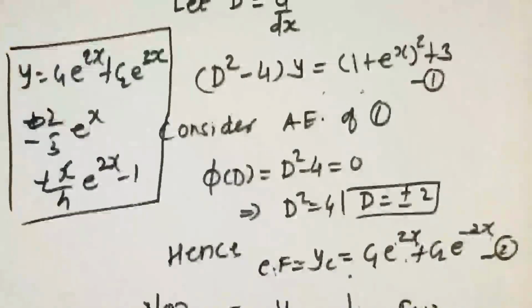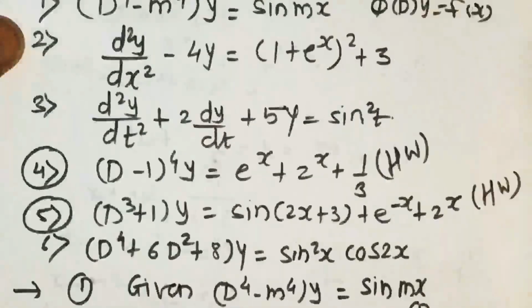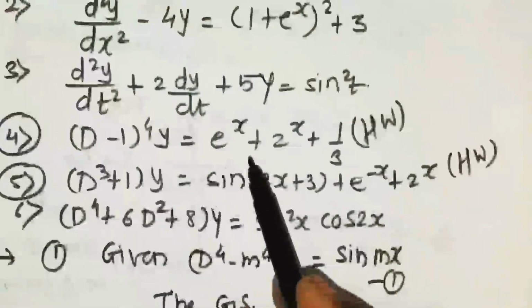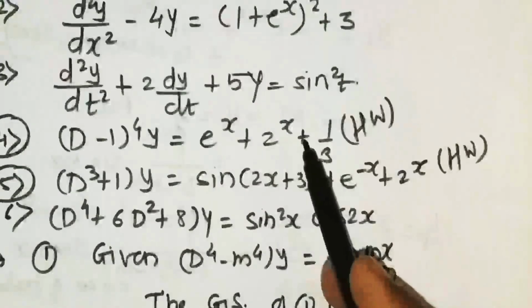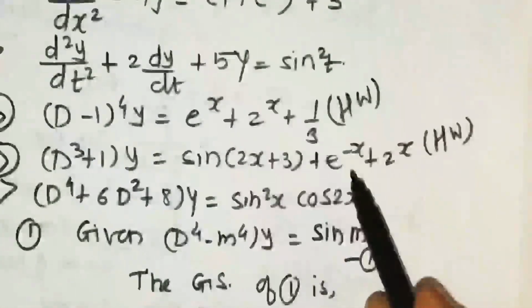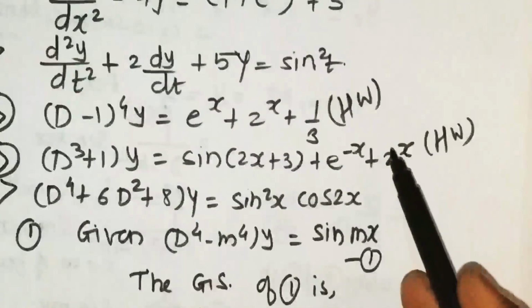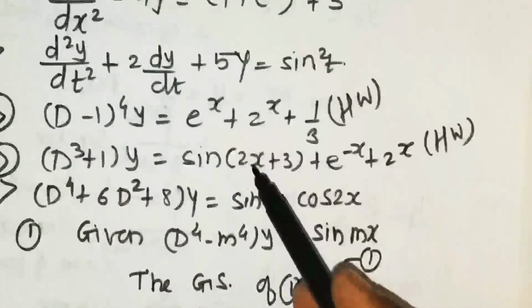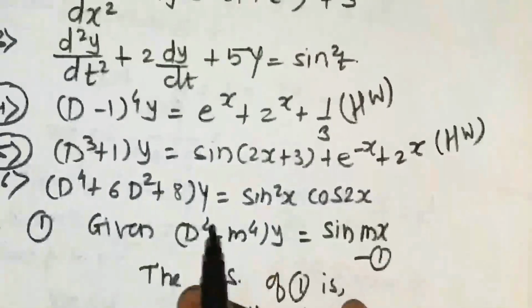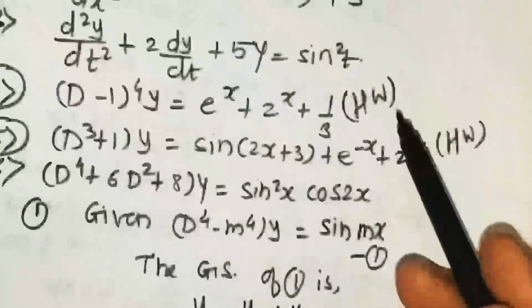Now out of the remaining problems, a few problems you try at home. Problems number 4 and 5 you try at home. Here we have an exponential function and a constant function, so case 1 will be applicable. Here we have an exponential function as well as a trigonometric function, so case 1 for these two terms and case 2 for this term. You have to apply both cases simultaneously in one problem. And problem number 3 and problem number 6 I will cover in the coming lecture.